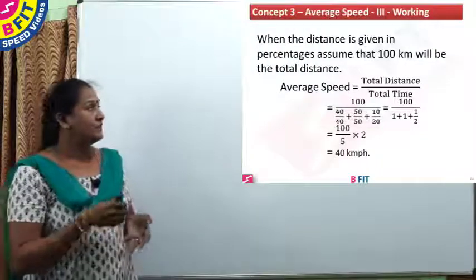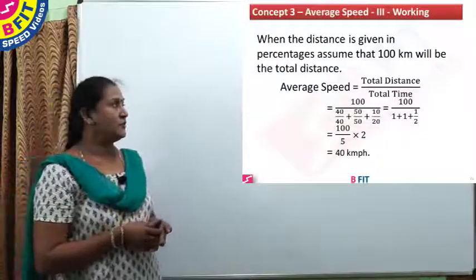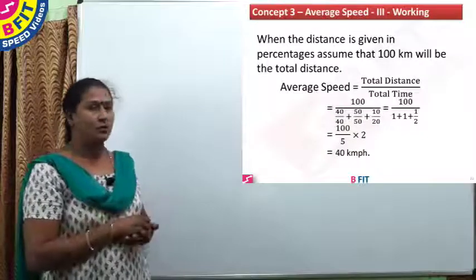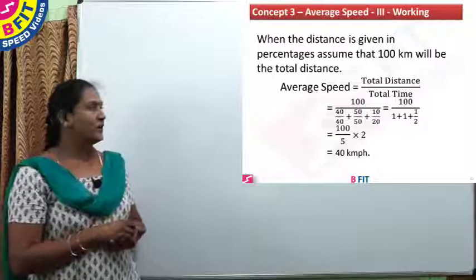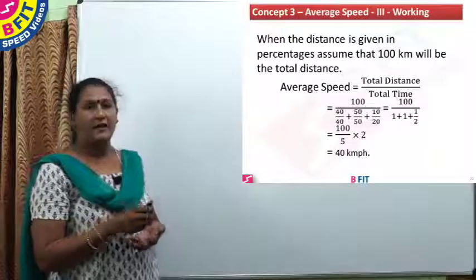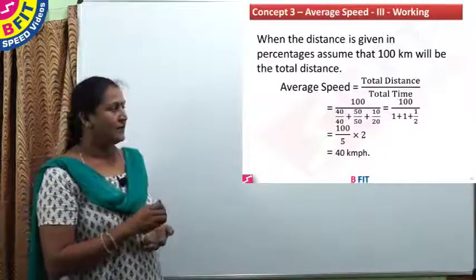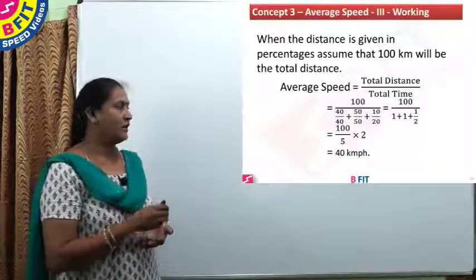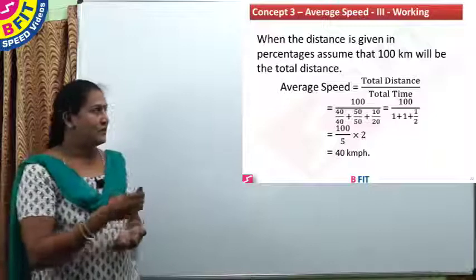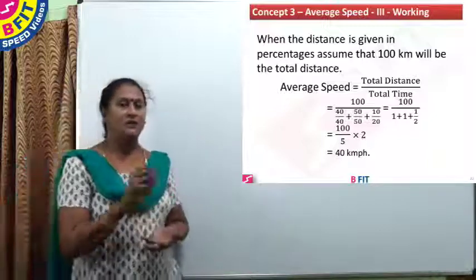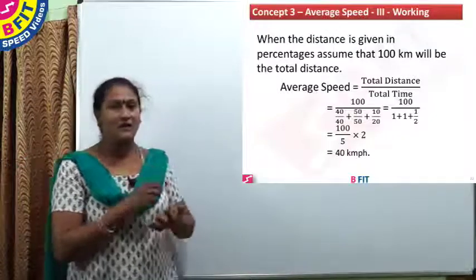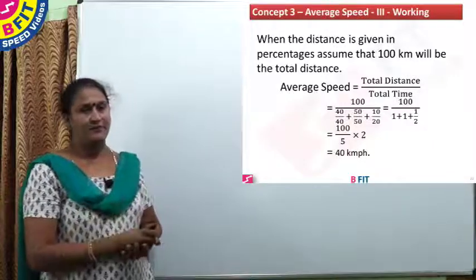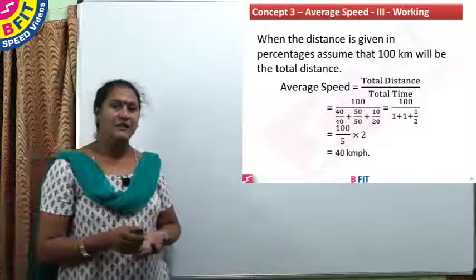So when the distance is given in percentage, assume that 100 is the total distance, 100 kilometers. Average speed is total distance by time taken. Finding the time taken, we have 100 by 5 by 2, which is equal to 40. As percentage is given, assuming 100 as the total distance, we have arrived at the average speed of 40 kilometers per hour. The working becomes simple. So we'll see the next concept.